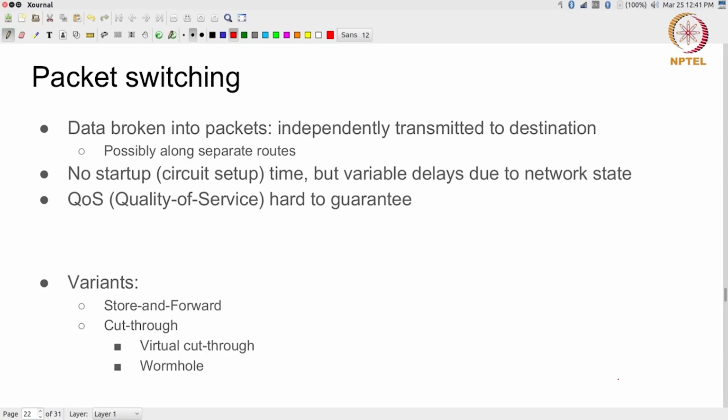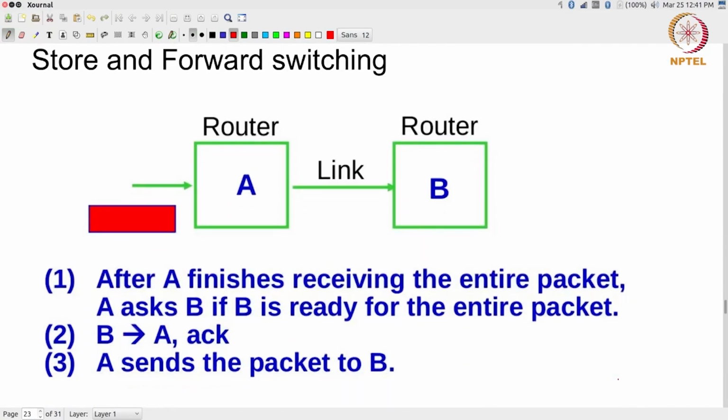There are a few variants of packet switching. One of them is called store and forward switching. What happens in store and forward is A receives a packet that it knows needs to be sent to B. It waits until it gets the entire packet, stores it locally, and asks B if it is ready. B acknowledges saying yes, and then A sends the packet to B. In one way this is good because A ensures that it receives the packet properly, and sends the packet to B only when B is ready to accept it. So as and when B is ready, the entire packet should go through without any further problems.